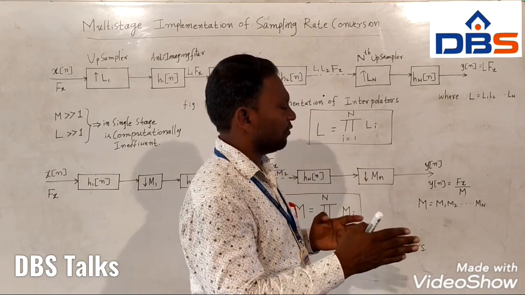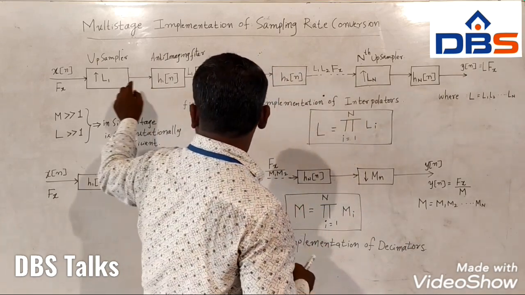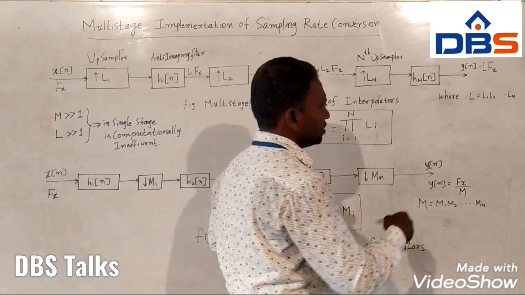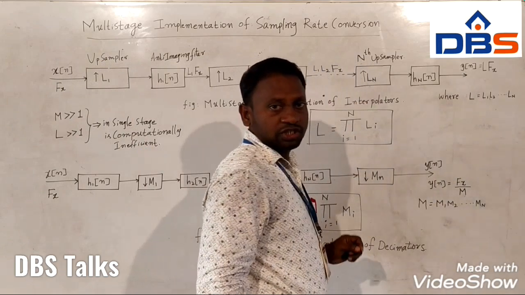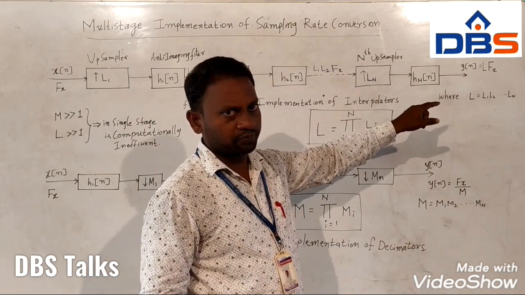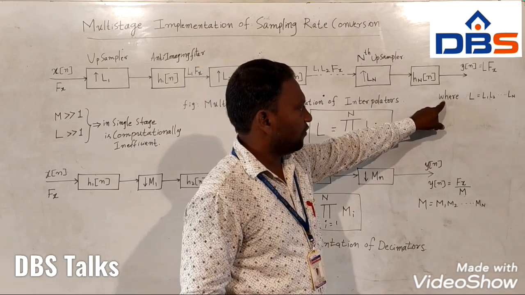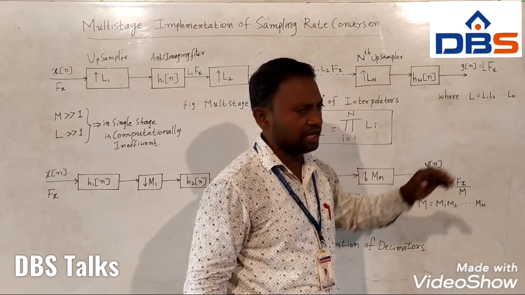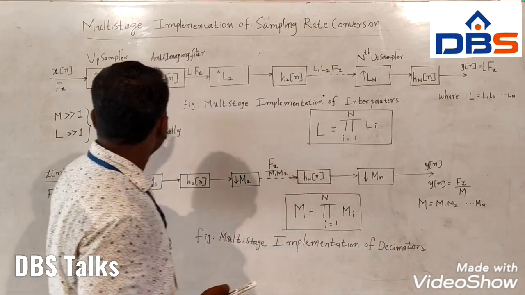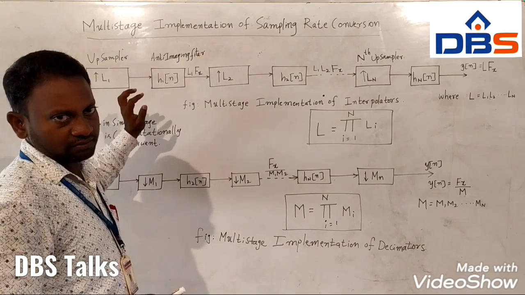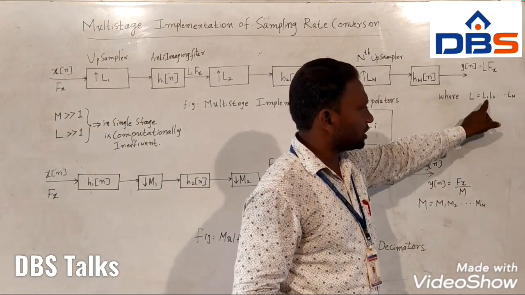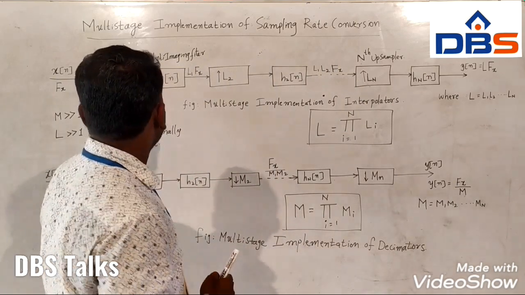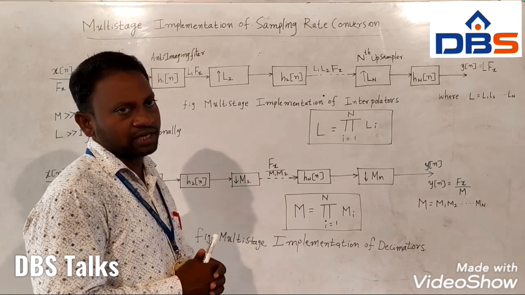Finally, we will implement the last upsampler, the nth upsampler. It will upsample the sequence by Ln. What is the meaning of that? Ln minus 1 samples, or zeros, are inserted between two adjacent samples of the sequence.